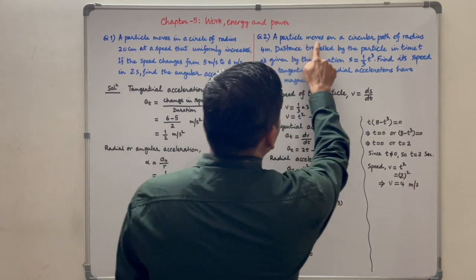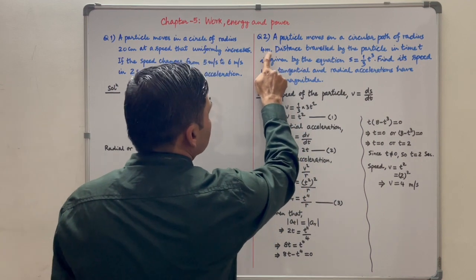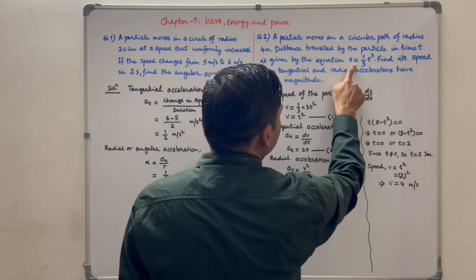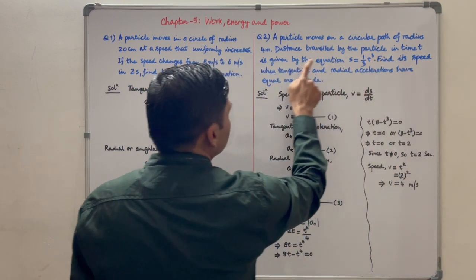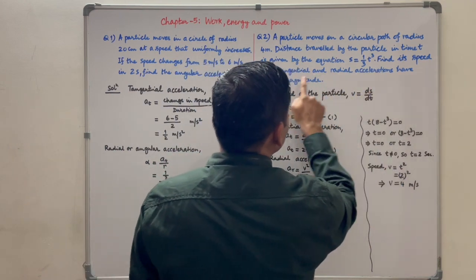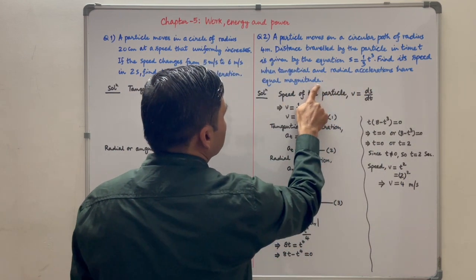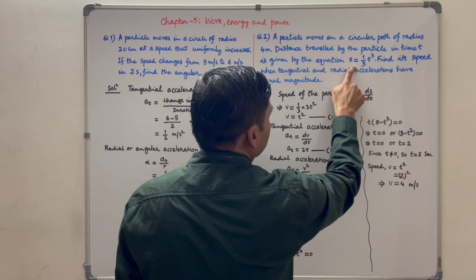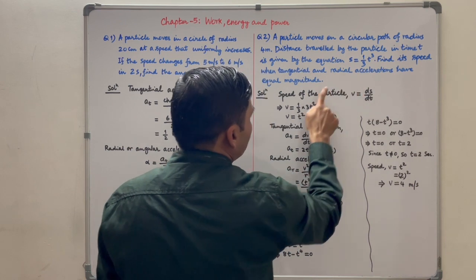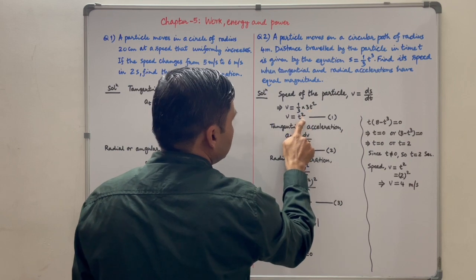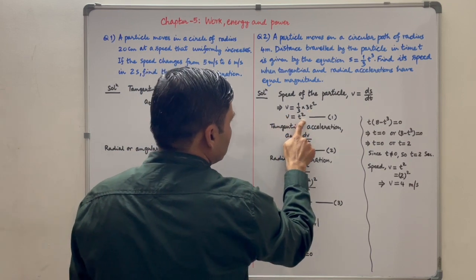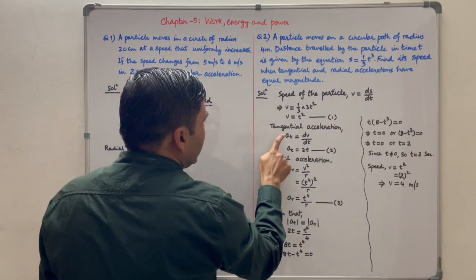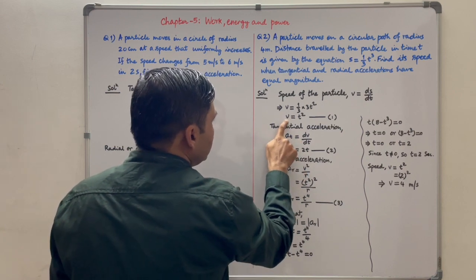Second question: a particle moves on a circular path of radius 4 meter. Distance traveled by the particle in time t is given by the equation s is equal to 1 by 3 t cube. Find its speed when tangential and radial accelerations have equal magnitude. We can calculate speed of the particle v by the formula v is equal to ds by dt. It is given that s is equal to 1 by 3 t cube, so ds by dt will give 1 by 3 into 3t square, and that is t square. So speed v is equal to t square. This is equation number 1. We can calculate tangential acceleration at by the formula at is equal to dv by dt. v is equal to t square.